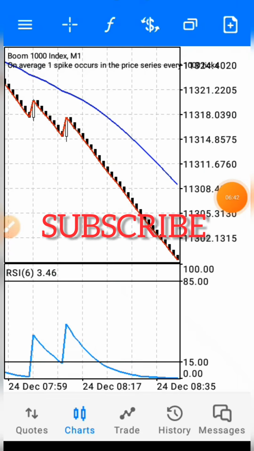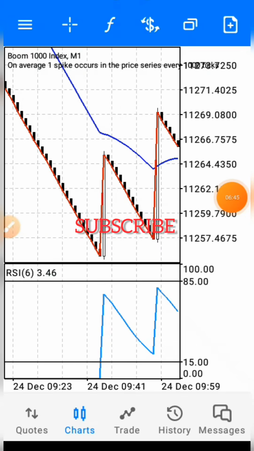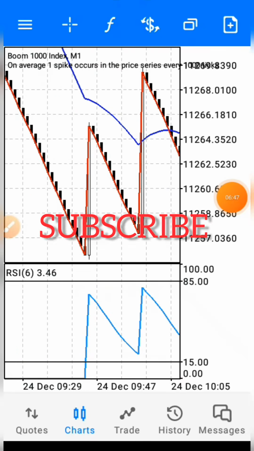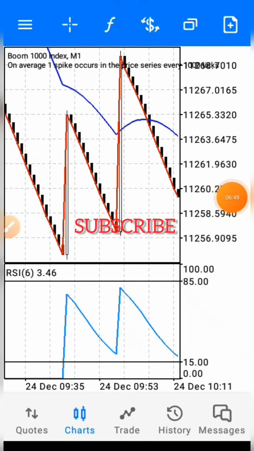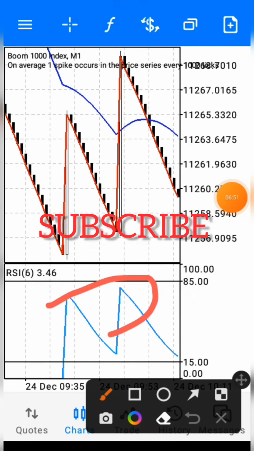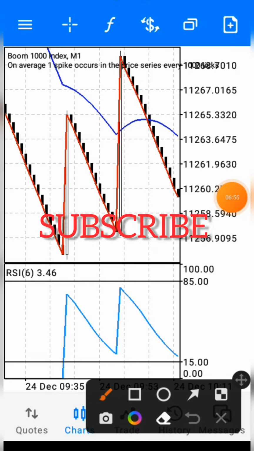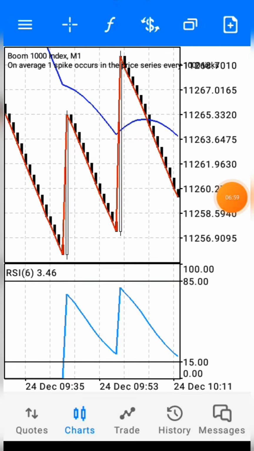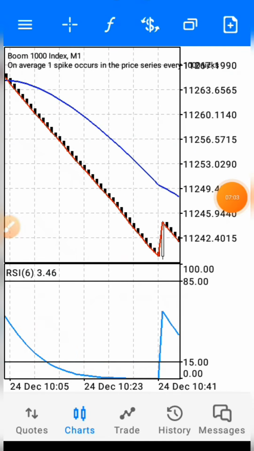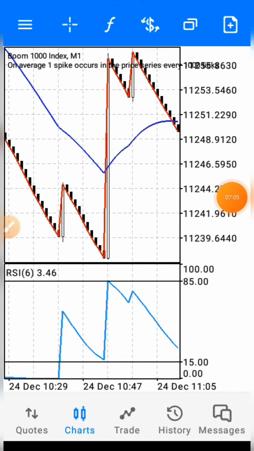Let me show you another example again. This thing works very well, guys. It works like magic. First of all, you don't just see something like this and then you take a trade with it. Okay, you need to allow it to get to the 85 level. Then after it reaches the 85 level, you watch out for divergence, you watch out for the disagreement. Then after the disagreement, you take trades.